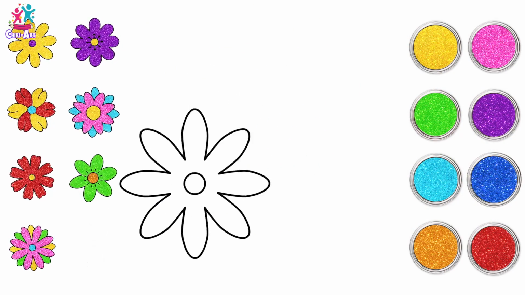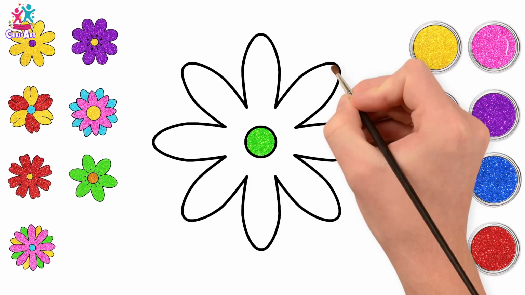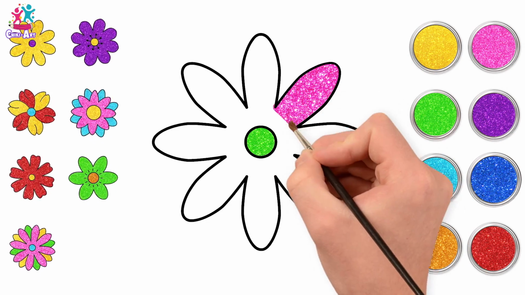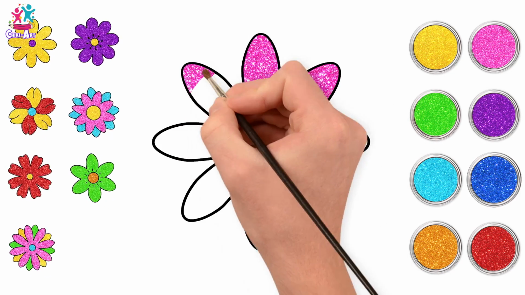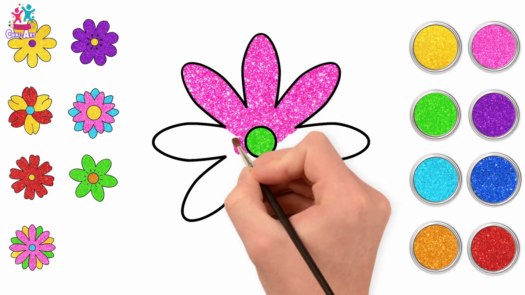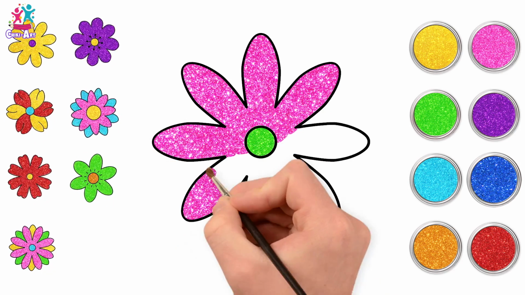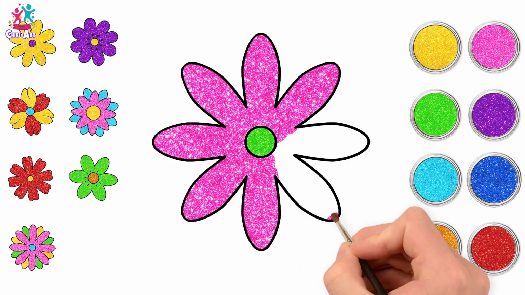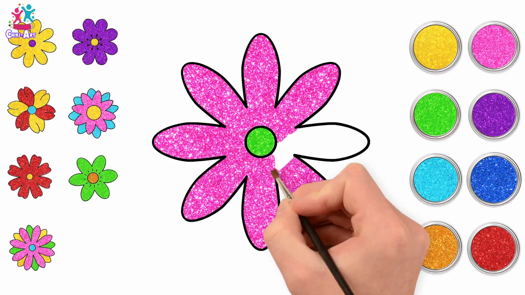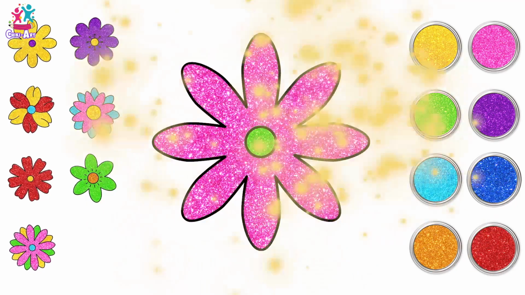Excellent. Last but not least, let's do our long petaled flower. Green in the middle this time and pink petals. This one does look a bit like a daisy, doesn't it? It's just a different colour. Imagine if we had pink daisies, wouldn't that be wonderful? Flowers are just amazing, and you can have loads of fun with this, designing your own, even making up your own names. There you go.